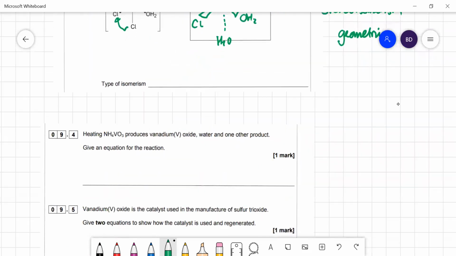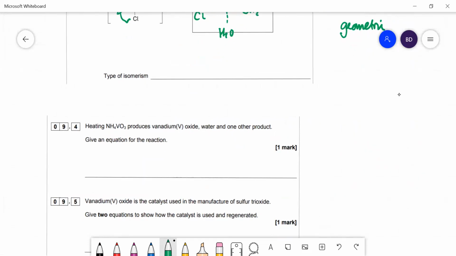Right, heating ammonium vanadate, this stuff here, produces vanadium(V) oxide, water, and one other product. Just to check, you can see that the oxidation number of vanadium there is +5, and it's +5 in vanadium(V) oxide, V2O5. So there's no redox involved here. Right, so NH4VO3 goes to V2O5, so I'm going to have to double that there.